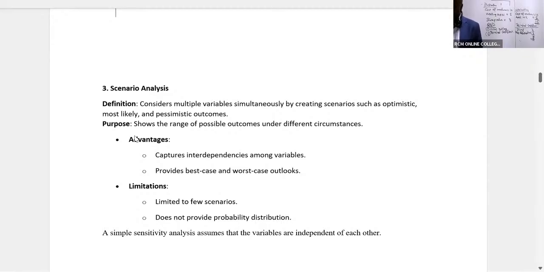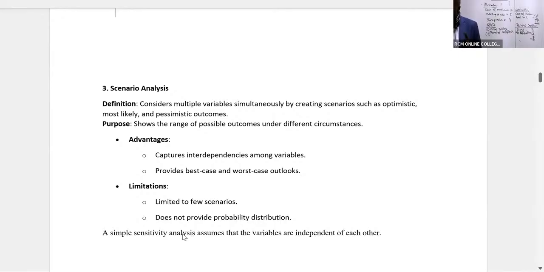Advantages: captures interdependencies among variables and provides best case and worst case outlooks. Limitations: those scenarios again cannot be very many. It is limited to few scenarios and does not provide a probability distribution.